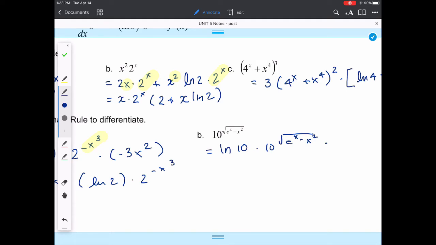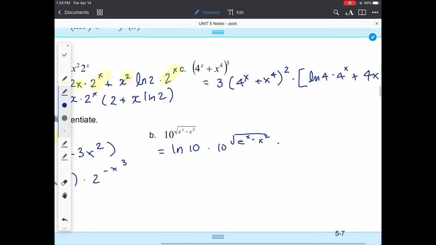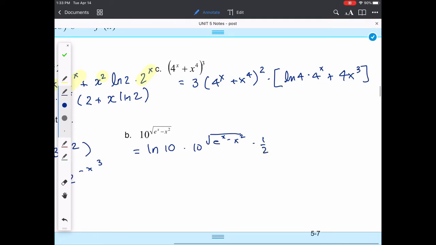So remember that we have e to the x minus x squared all to the exponent 1/2. So I'm going to drop the 1/2, there it is. I'm going to reduce the exponent by 1, so we have e to the x minus x squared to the negative 1/2. And then I have to take the derivative of what's inside the brackets as well. I didn't highlight, there it is. So that means I have to take the derivative of e to the x, which is basically just e to the x. And then take the derivative of negative x squared, which is minus 2x.